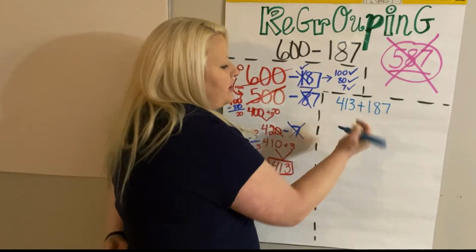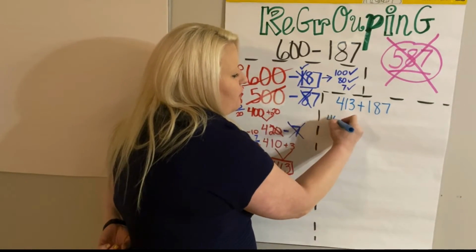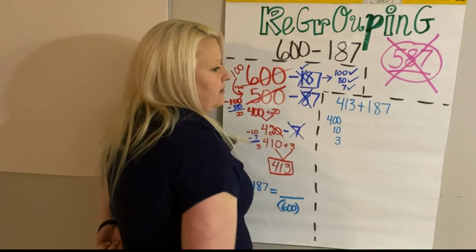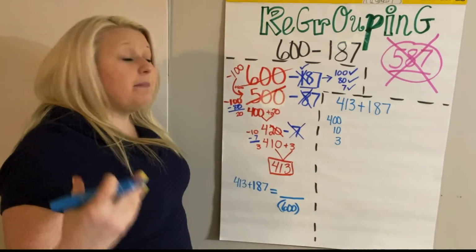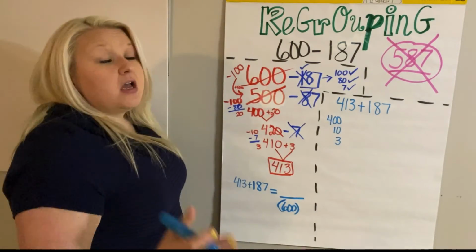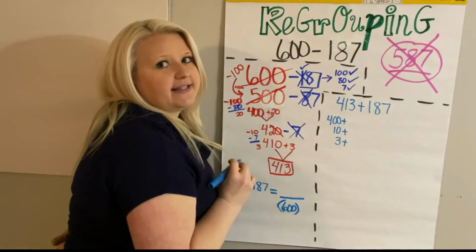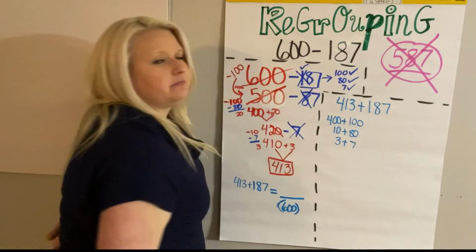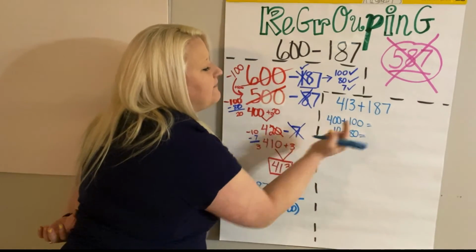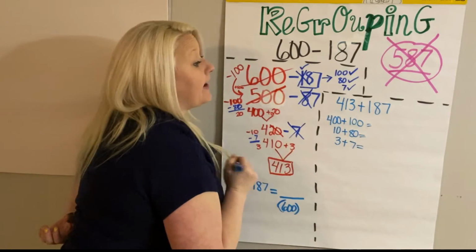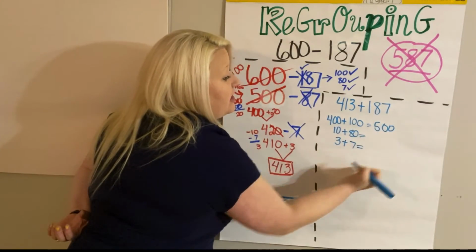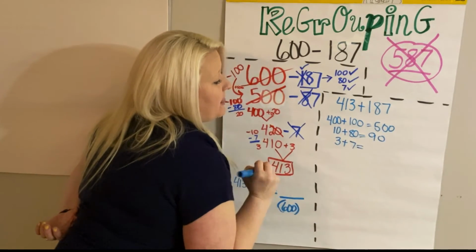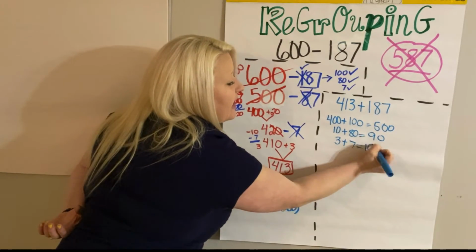So I'm going to start with one number, and I'm going to say 410, 3, 413. All I did was decompose my number into expanded form. I'm going to do the same thing with 187. Okay? Now if I add 400 and 100, I get 500. If I add 10 plus 80, that gives me 90. If I add 3 plus 7, that gives me a nice 10.